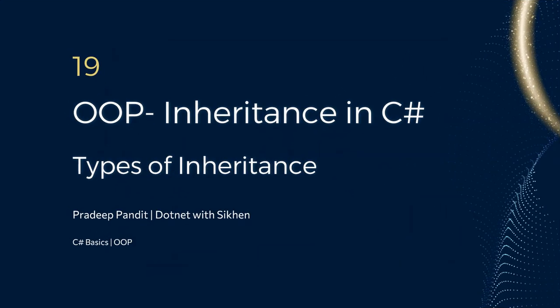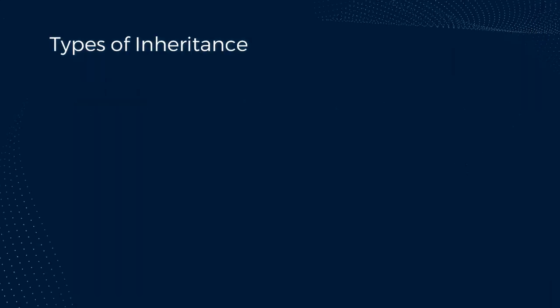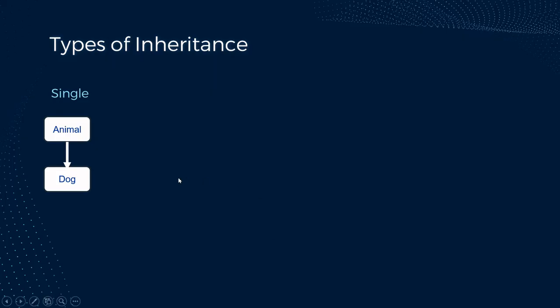And our today's topic is types of inheritance. So let's get started. First, single inheritance. In a single inheritance, basically there are two classes involved. One is the base class, that is Animal here, and another is the child class, that is Dog. So basically Dog is inheriting all the public properties from its base class Animal. So this is the single inheritance.